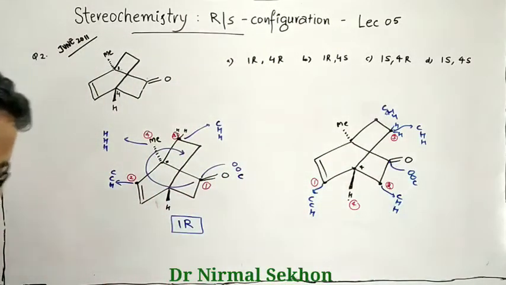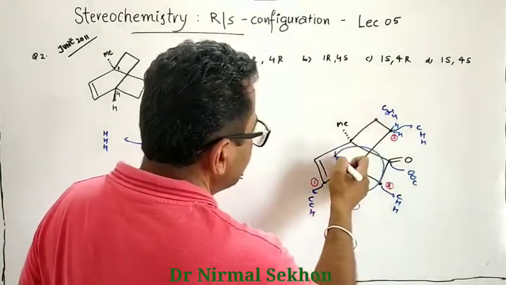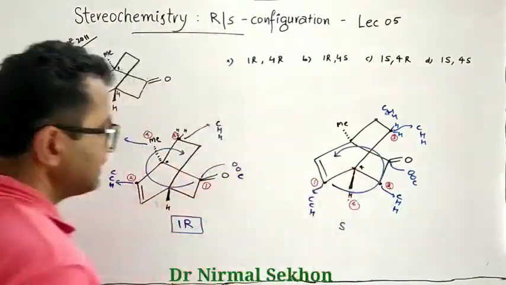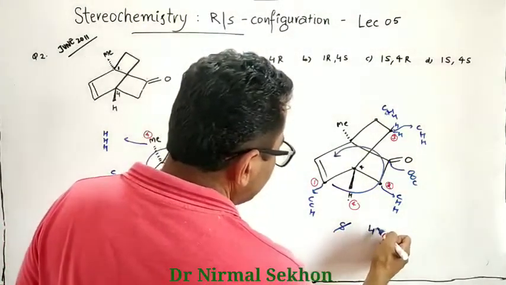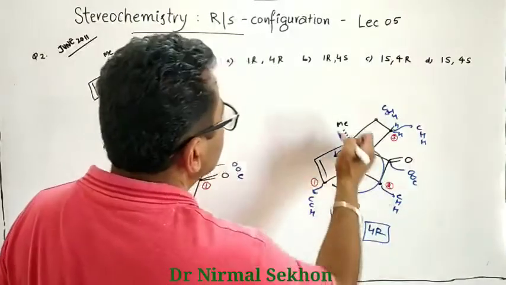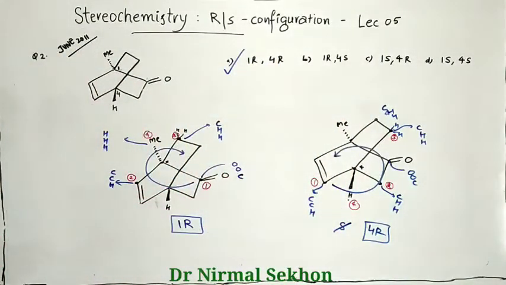Okay, move from 1 to 2 to 3. When you move like that, it becomes S, but hydrogen is above the plane. So the exact configuration is 4R. So your option A is correct. Okay, next question.